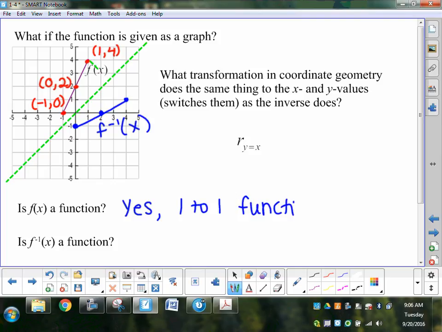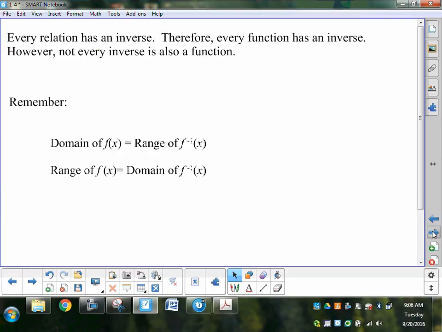So if it's a one-to-one function, what do we know about the inverse? The inverse will also be a function. The original is 1-to-1. The inverse will also be a function. Questions on that? Every relation has an inverse, therefore every function has an inverse. However, every inverse is not a function. Let's give an example of that.